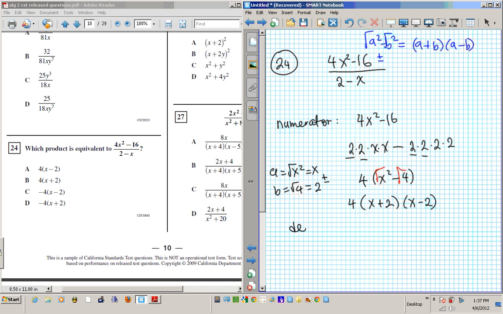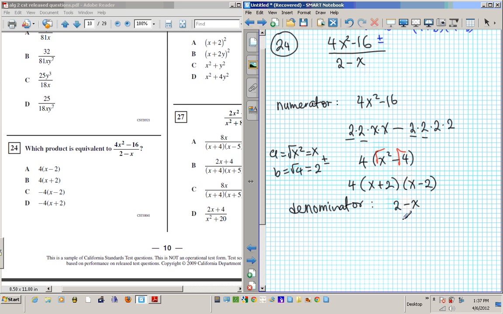The denominator is not in standard form. It's 2 minus x. So subtraction does not commute. Subtraction commutes with its opposite. So if I switch the order, this is going to become negative, parenthesis, x minus 2. So don't forget, anytime you switch the order, you have to indicate it becomes the opposite. Okay, so subtraction commutes with its opposite.